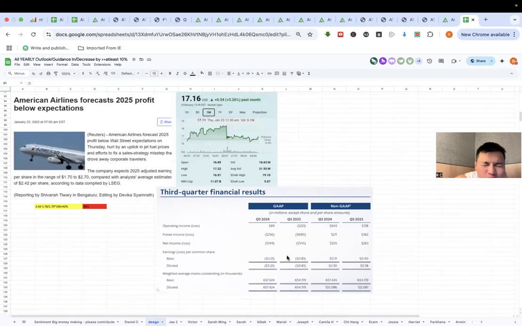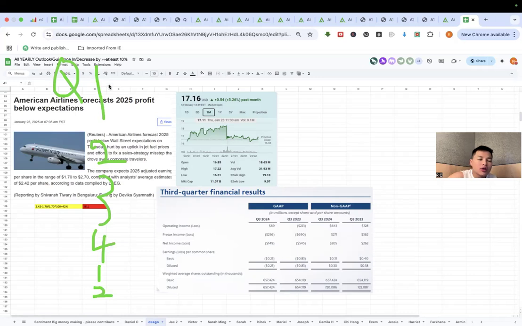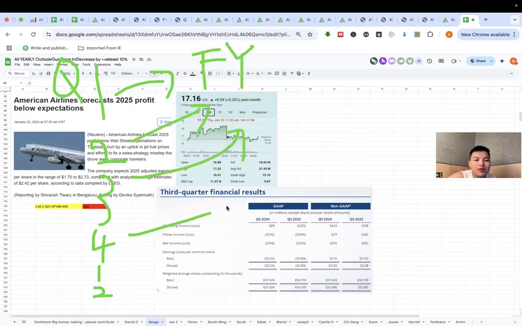Okay. Now, for those who don't know how to use this guidance, I'm going to teach you a little bit right now. So guidance is basically you want to compare, like as I say, Q1, Q2, Q3, Q4. So every quarter, companies will come out and tell you what happened to the full year guidance. What happened to the full year? This is going to be the next year. What happened to the full year?